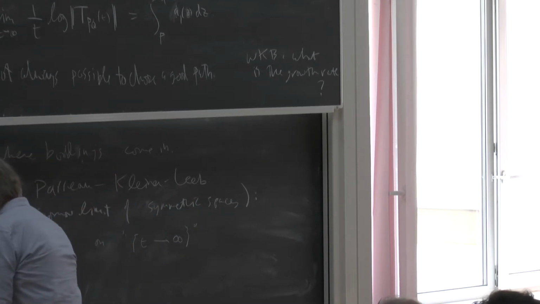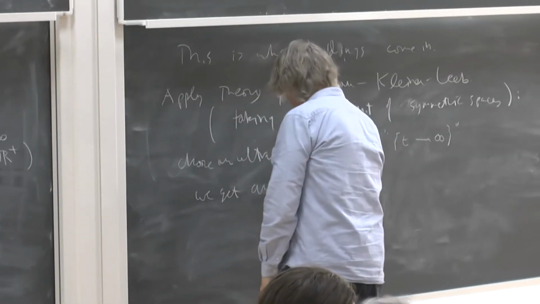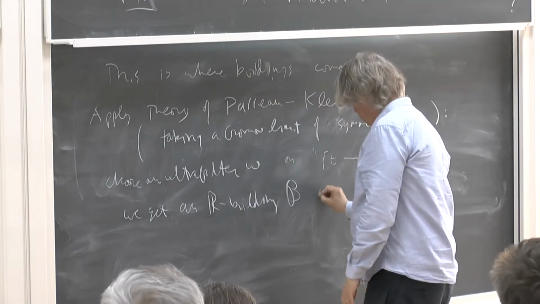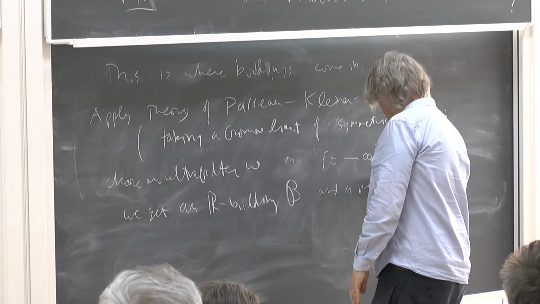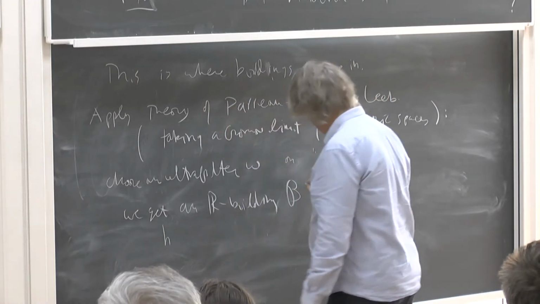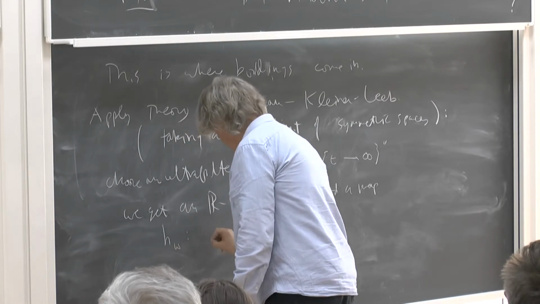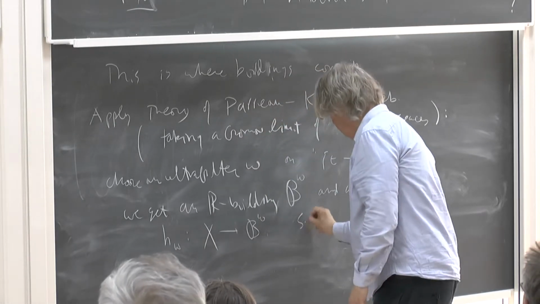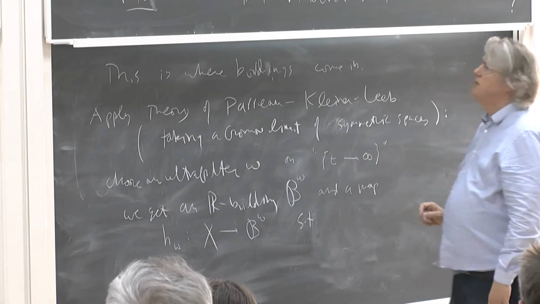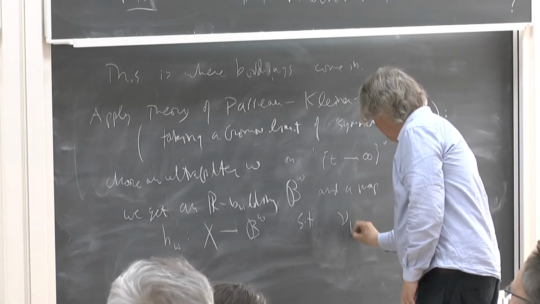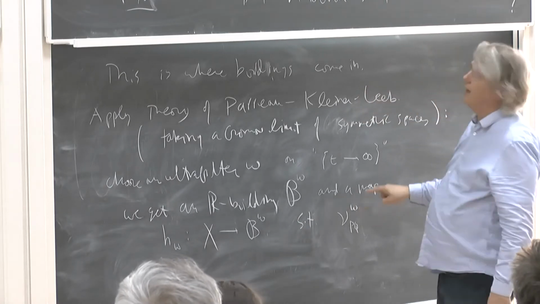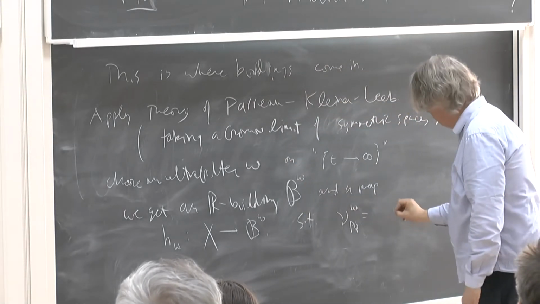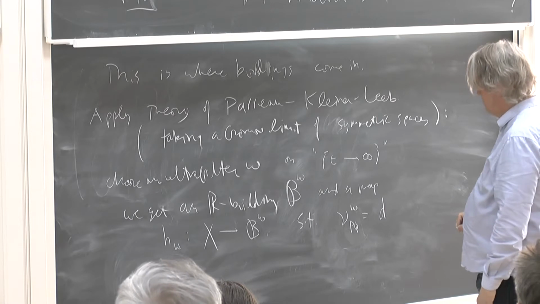And so what do we get? We get an R-building, let's call it B omega, and a map H omega mapping from X into B, such that this exponent, let me call it nu q omega, where the omega means that we use the ultrafilter when we calculate the limit, is going to be the distance, some kind of distance.